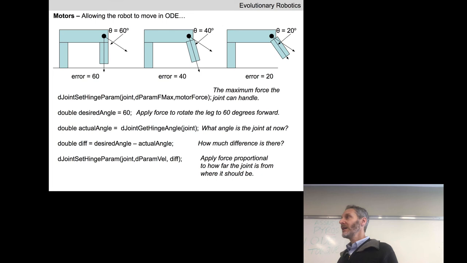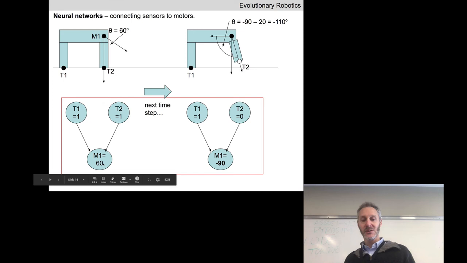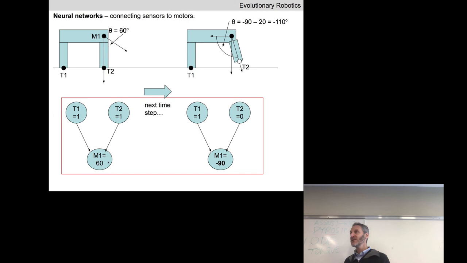Okay, any other questions before we move on? Okay, so we've got objects, joints, sensors, motors nailed down. Let's talk about neurons and synapses. Where does this 60 come from? Where does the desired angle come from? Well, if you remember our discussion from last week, the output layer of the neural network, which in this little cartoon example has just one output neuron, the value arriving at that output neuron is interpreted by ODE as the desired angle.